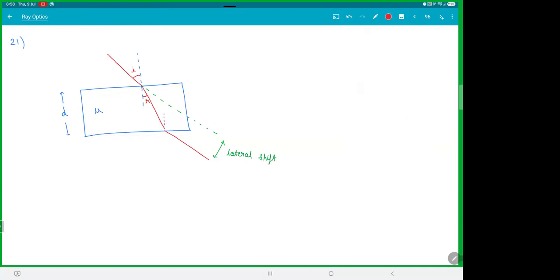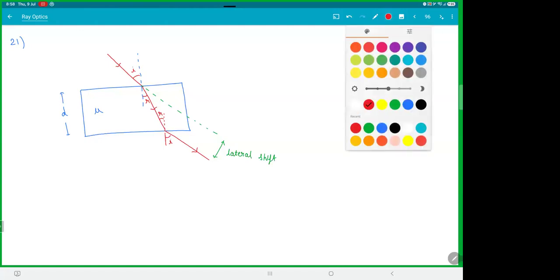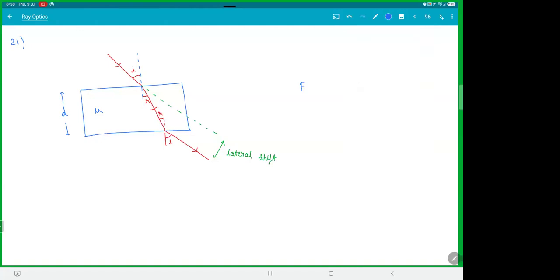And if you notice something here, if that is R, this is also R, and this is also I. So basically the light ray will come out parallel to itself. So if you send a beam, it will go inside, it will bend inside, but when it comes out, again, it becomes parallel. But the light ray will shift a bit. So the deviation is 0. Find the lateral shift.